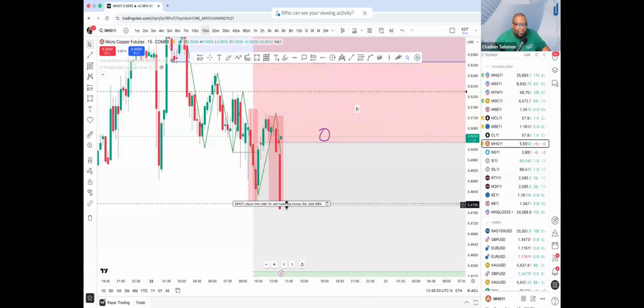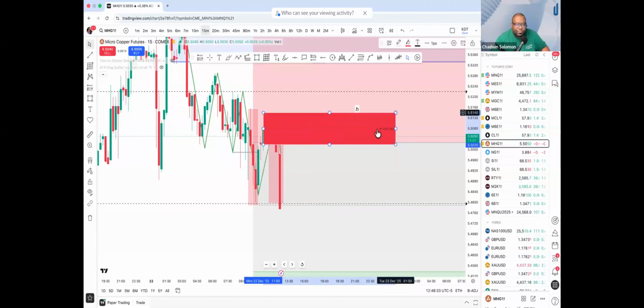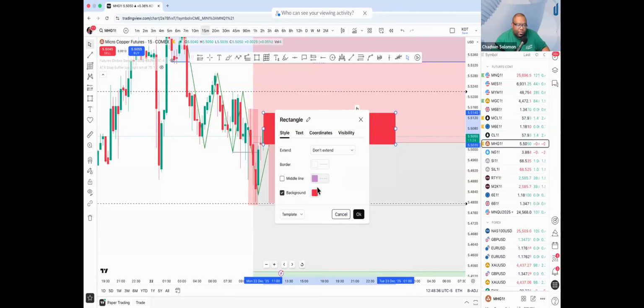What is zone in a zone? Zone in a zone is simple. I draw my zone on my 10 time frames first. Rally, pace, drop, right? Throw my zone there. Let me change this quickly.